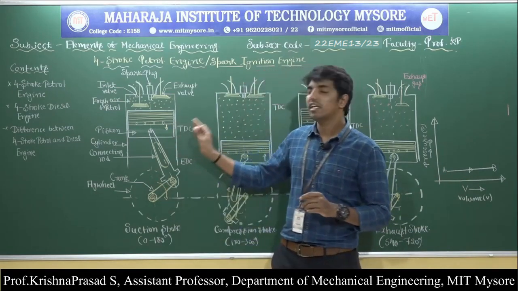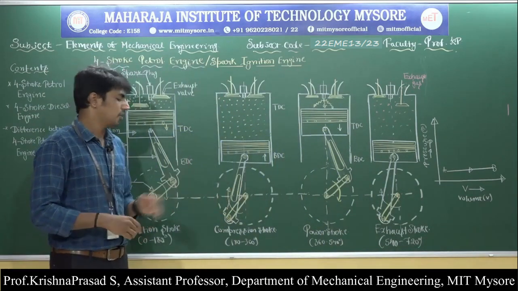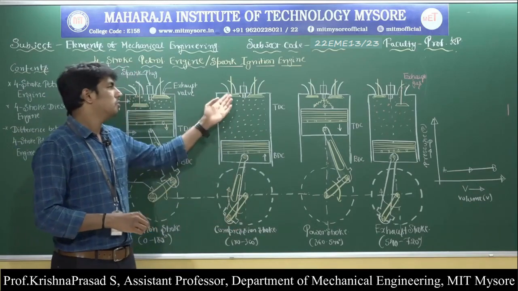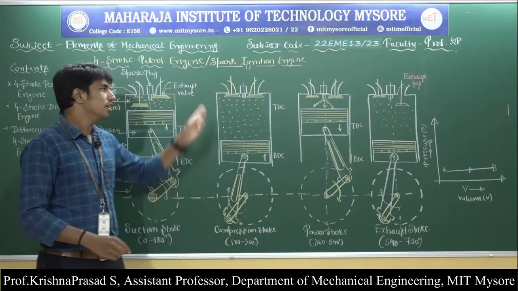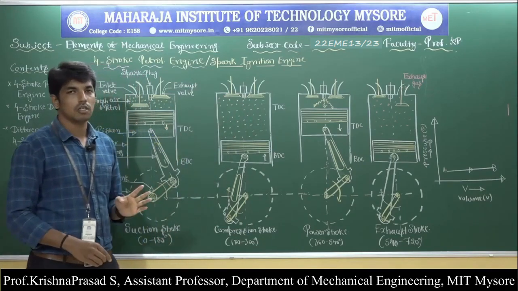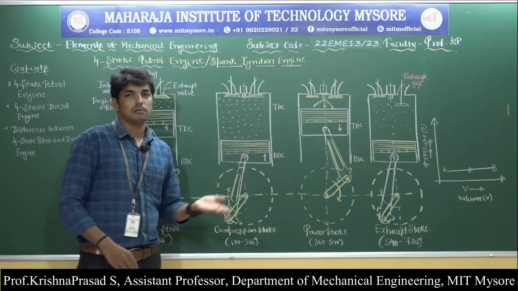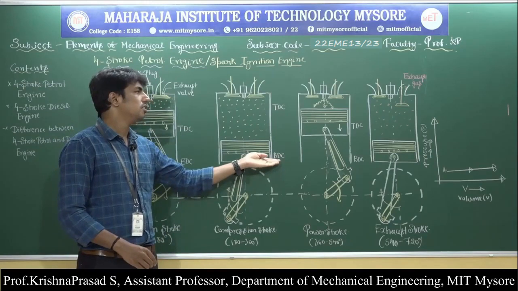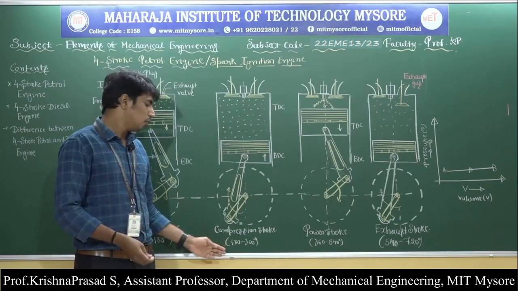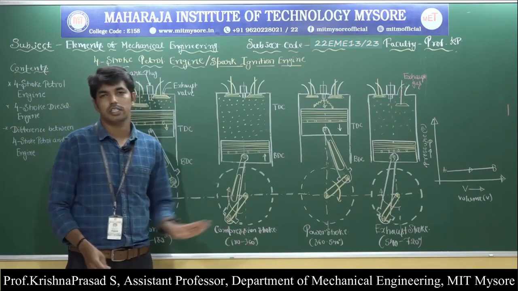Okay, so this is regarding the suction stroke. Then what happens in the case of the compression stroke? So in the compression stroke, again observe the inlet valve and the exhaust valve. In the compression stroke, the inlet and exhaust valves are completely closed, and here the piston moves from bottom dead center to the top dead center. So when the piston moves from bottom dead center to the top dead center, the crankshaft rotates another half of the revolution, therefore the rotation of the crankshaft is given as 180 to 360 degrees.